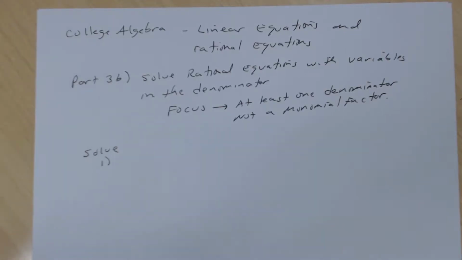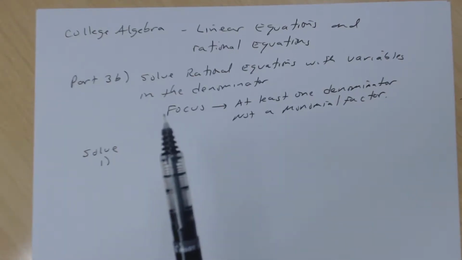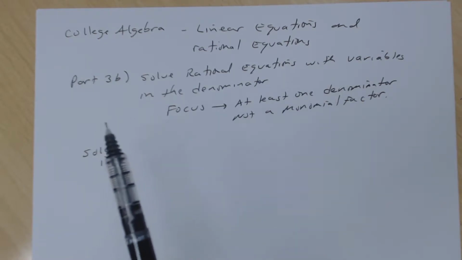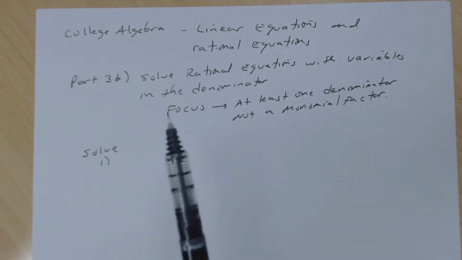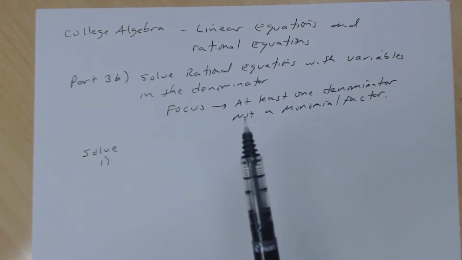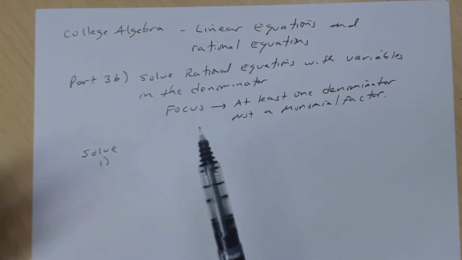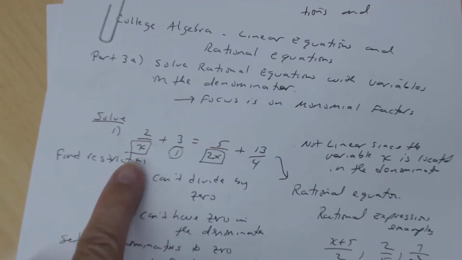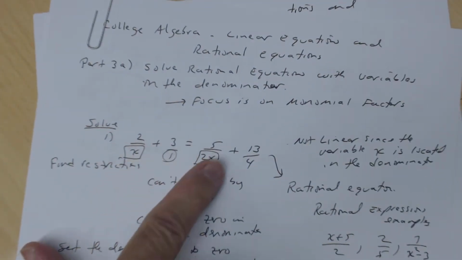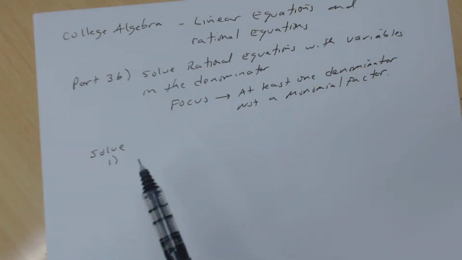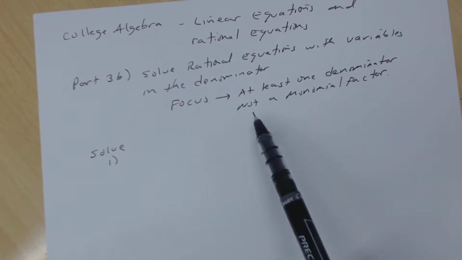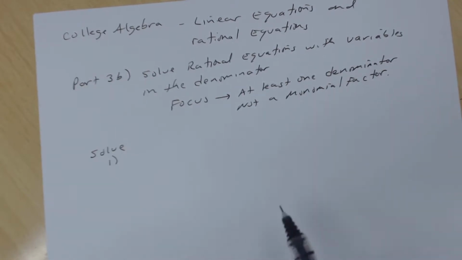Okay, so part 3b is where we're going to solve rational equations with variables in the denominator. Now, 3a was the same thing, except in 3a, the focus was on where all of the denominators had monomial factors. So, remember, all these denominators were monomial factors. In this lesson, at least one of the denominators will not be a monomial factor.